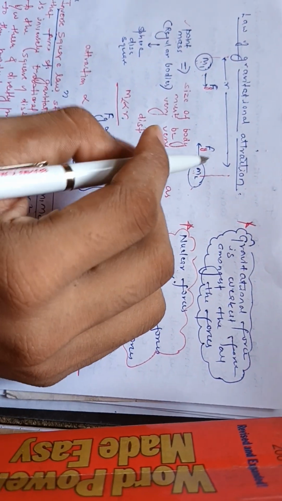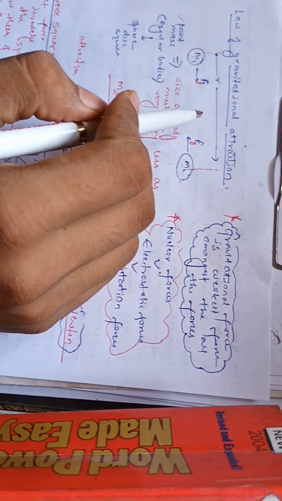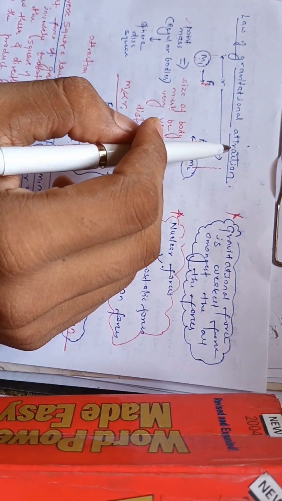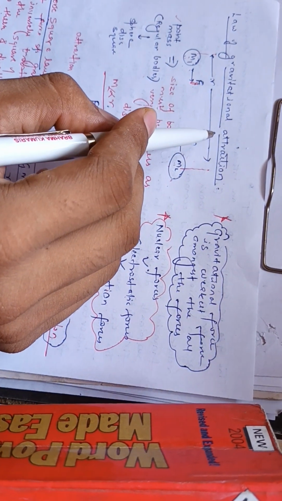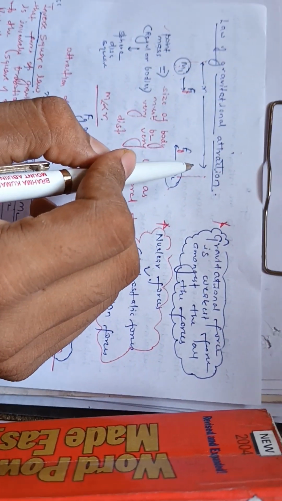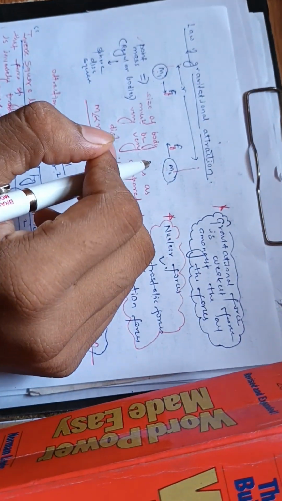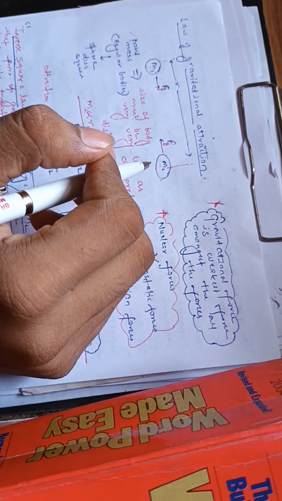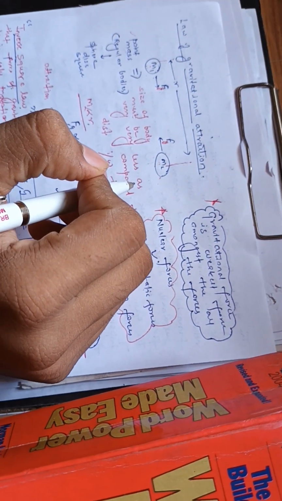So the gravitational force depends on two things. First of all, mass, and second, the distance between them. If the product of the masses is high, the gravitational force will be high. If the distance between them is high, the force of gravitation will be less, because attraction decreases when we move objects far apart. So to increase attraction, the distance between them should be less.